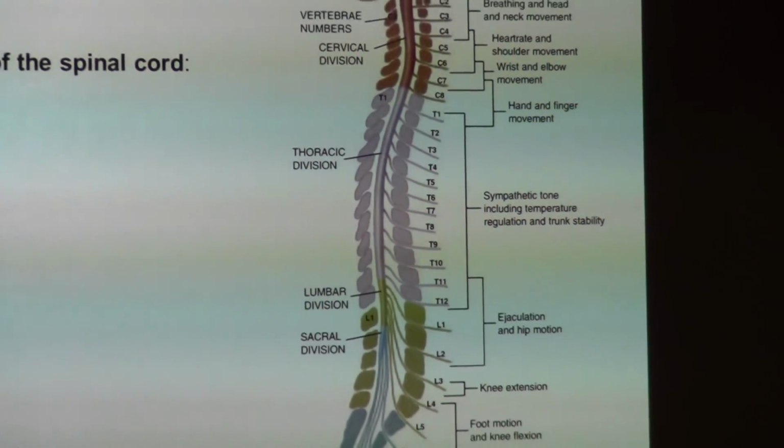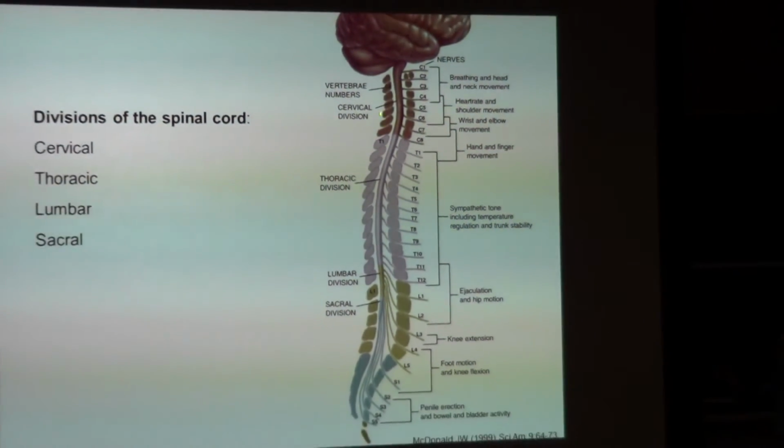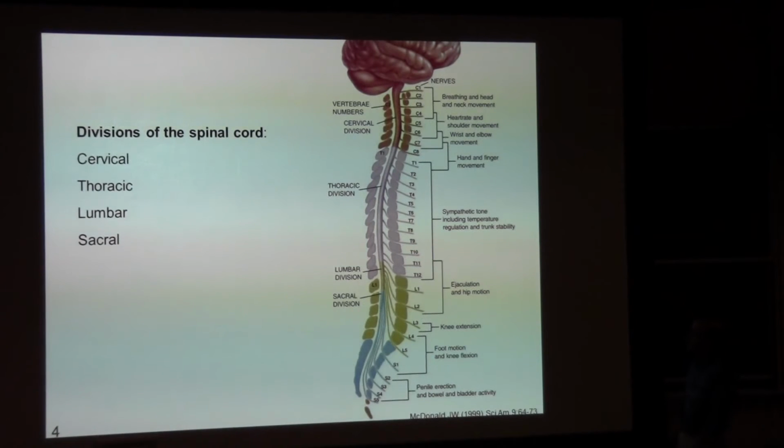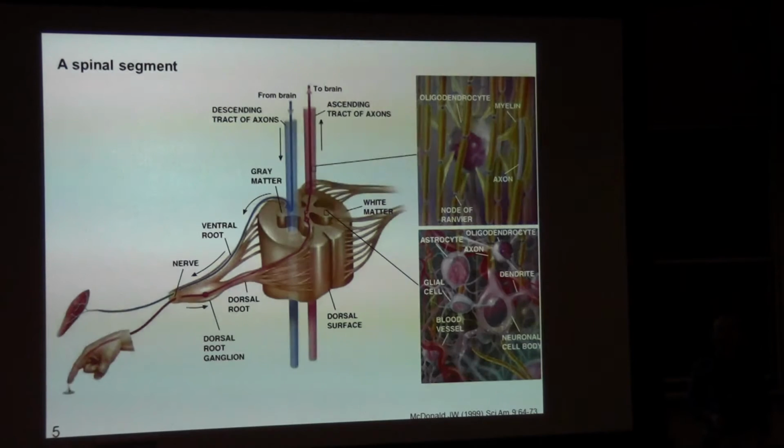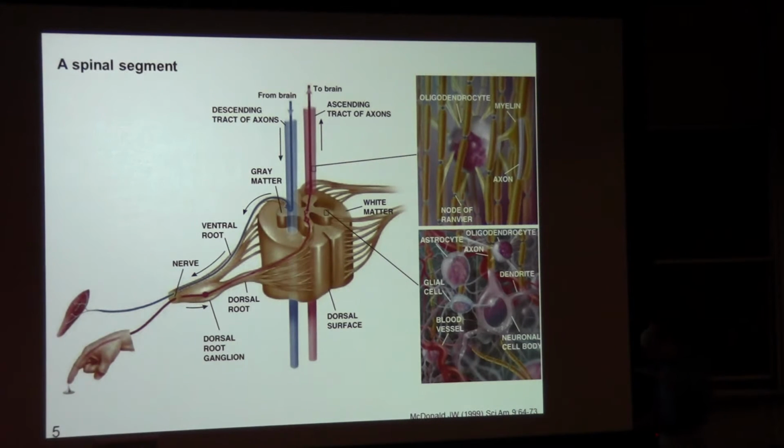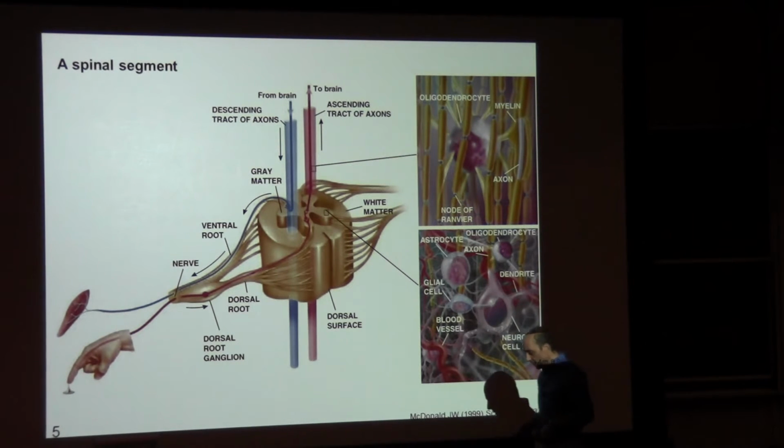So the main message from this slide is that we have the cervical, the thoracic, the lumbar, and the sacral division of the spinal cord, and some idea about the fact that most of the more rostral parts of the spinal cord are controlling your head, your neck, and your arms. And as we get further into the caudal regions of the spinal cord, we get things that control our legs. Okay? All right.